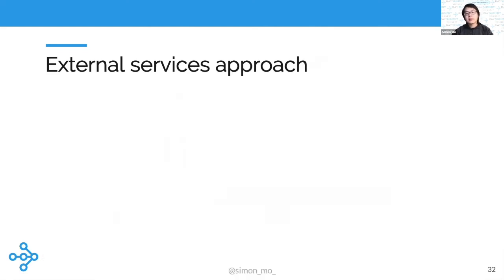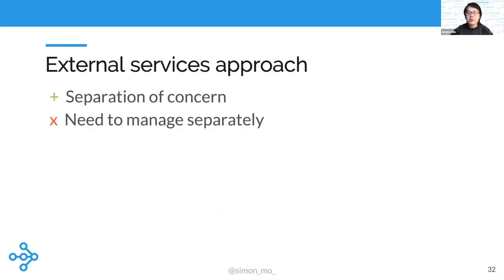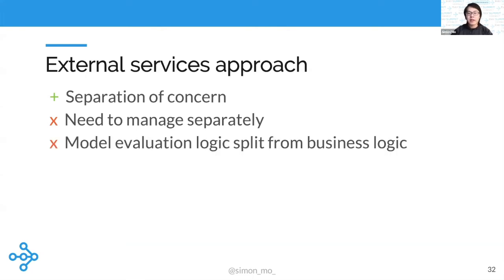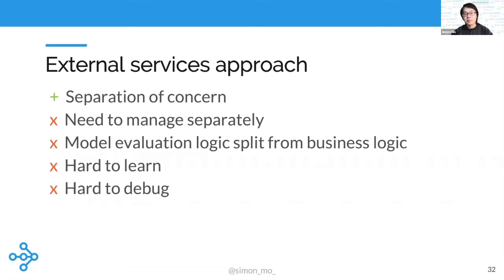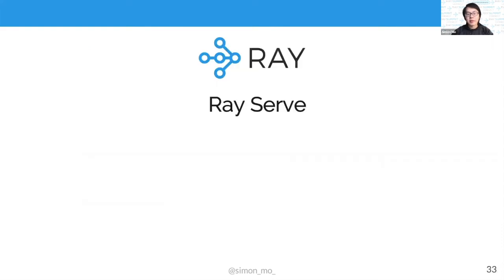So in summary, the external service approach encourages separation of concerns, but you do need to manage different services separately and tune them separately. More importantly, the model evaluation logic is split from business logic. And the approach is hard to learn because of this new custom system. In addition, it's hard to debug because it's no longer the training framework or data scientist tools you are familiar with. You have to work with RPC, setting up external service configuration, or even a different computation system and deploy to those systems. Is there a better way?